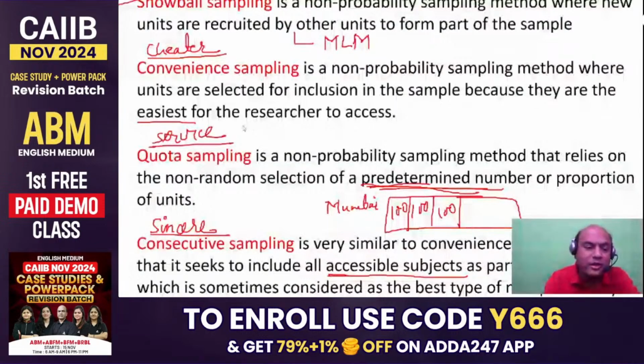So convenience sampling is a non-probability sampling where units are selected for inclusion in the sample because they are easiest for the researcher to access. Easiest, isn't it? So that's why I said cheater sampling. But remember, in the exam, if they ask you, you have to understand the concept behind this.